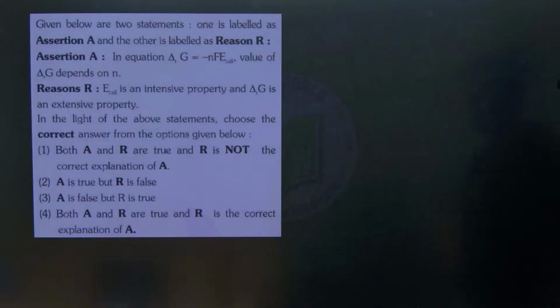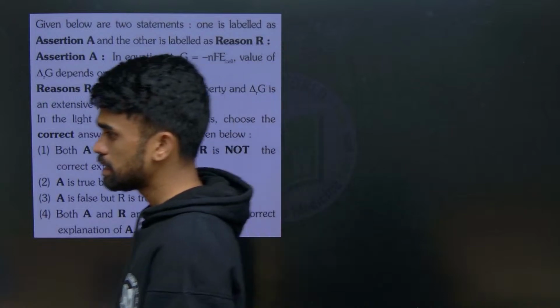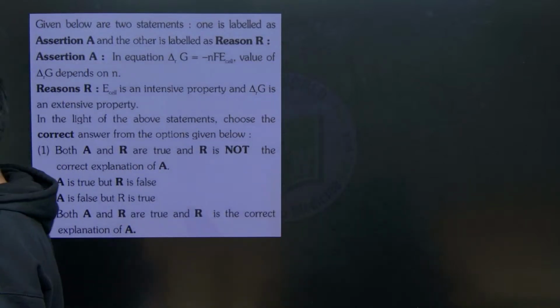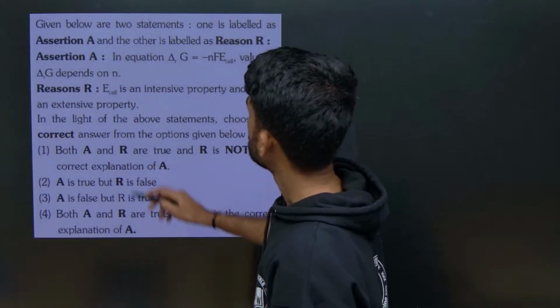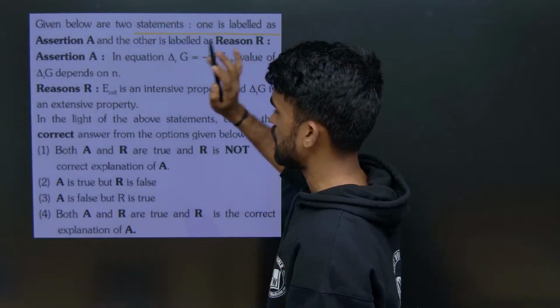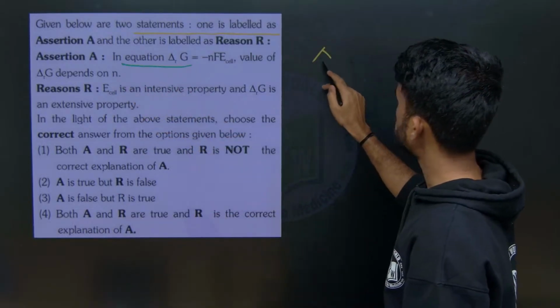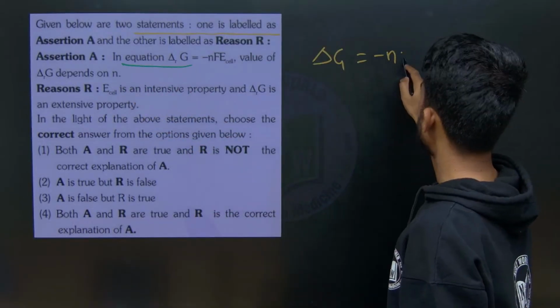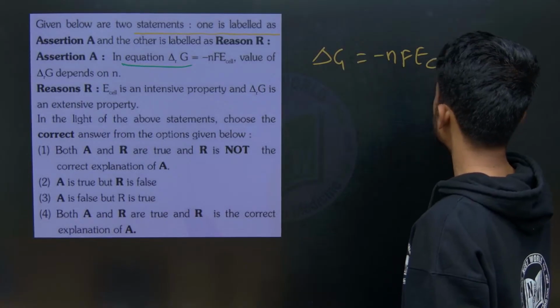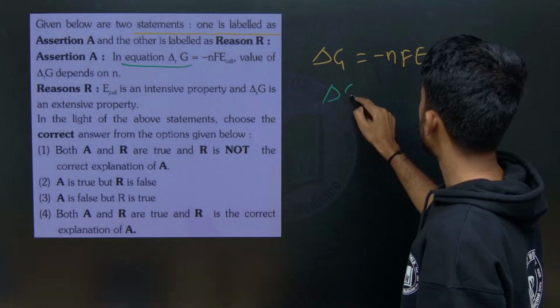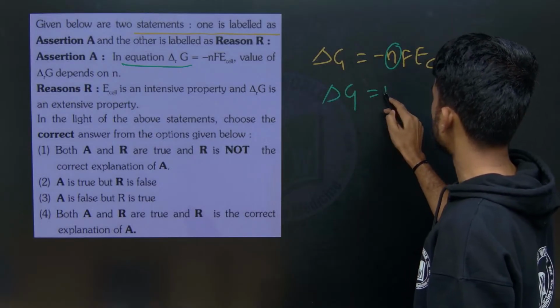Okay. The next. Next, look here. Given below are two statements, again assertion and reason. In the equation, delta G equals minus nFE naught, E cell is given. The value of delta G depends on the n value, they are saying.